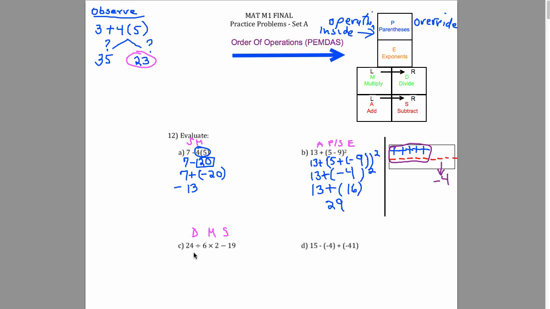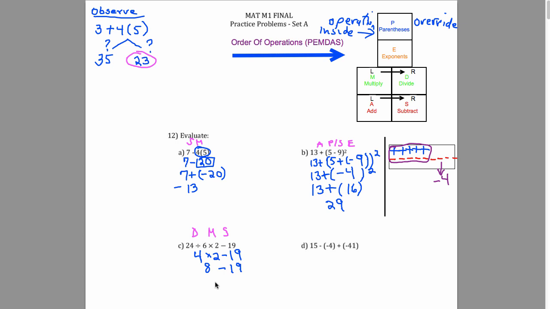So 24 divided by 6 is 4. We still have the times 2 minus 19. I do one operation at a time just to keep this simple. 4 times 2 is 8 minus 19. So we did the multiplication first on this line.